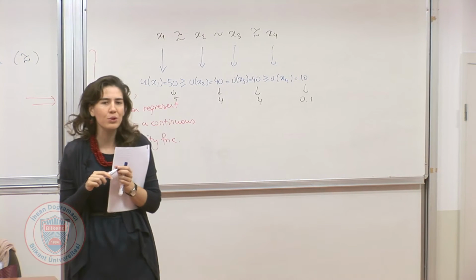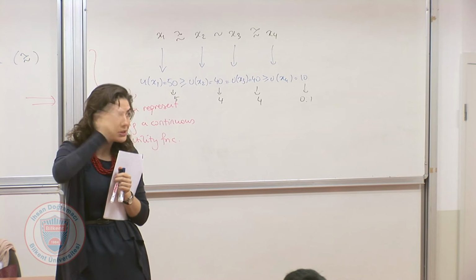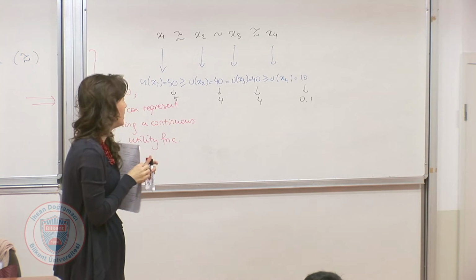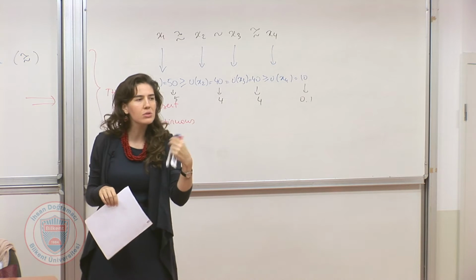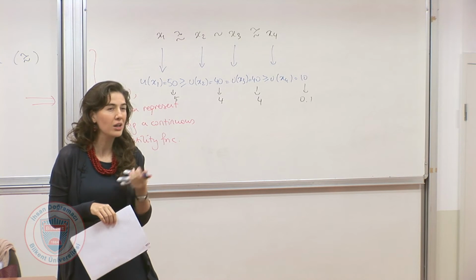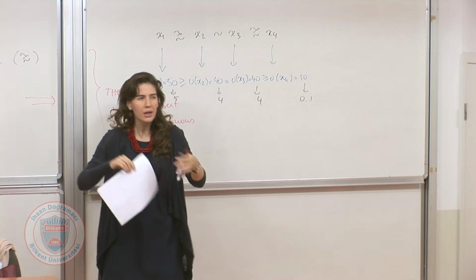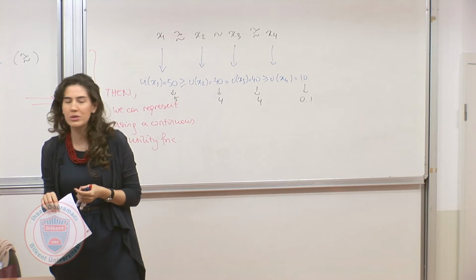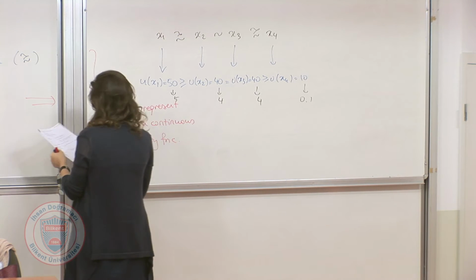So what is key here? As long as the order is preserved, we can just assign any numbers, right? That's why we said that these utility rankings are ordinal rankings, okay? They're not cardinal. And then remember, we talked about whether we can make comparisons across individuals and such, okay? So this was basically what we did.